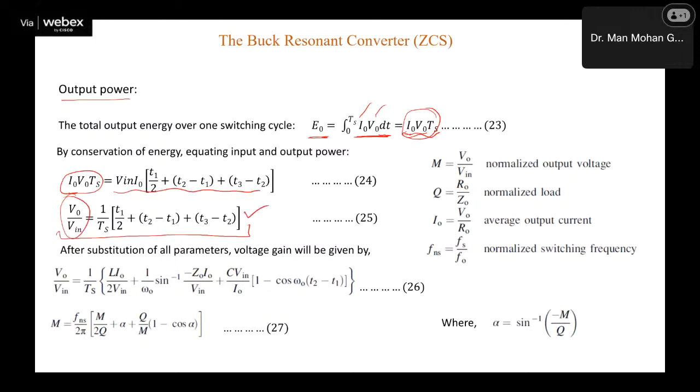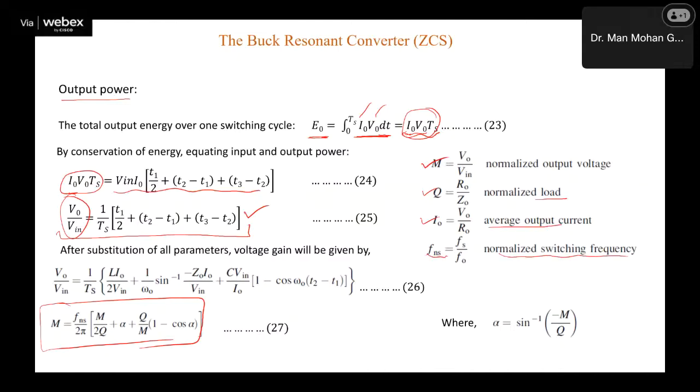You just substitute this value of del T1, del T2, del T3. If you put all the components, then finally we get this expression which relates the voltage gain V naught upon V in. And this Q is some variable which is defined as R node upon Z node, normalized load. Then I node is the output current, and FNS is the normalized switching frequency.